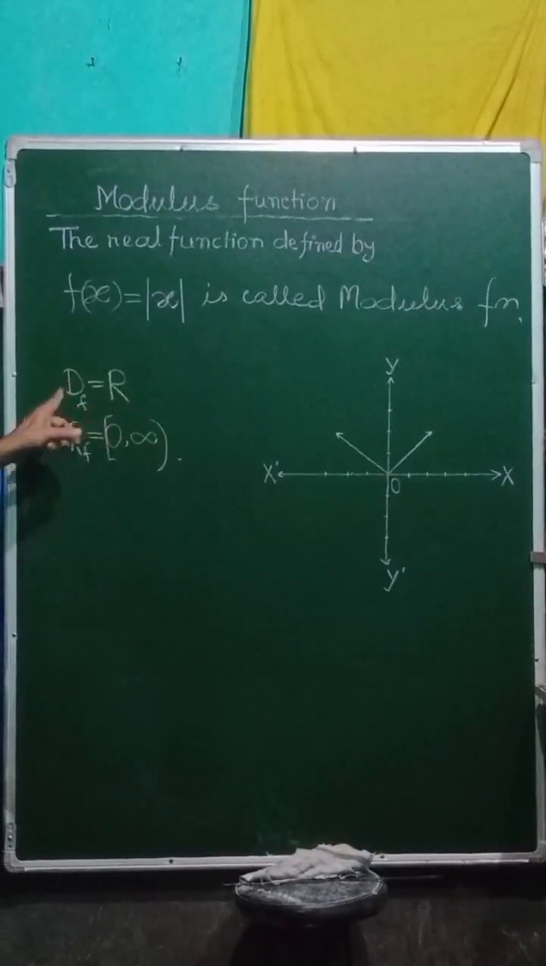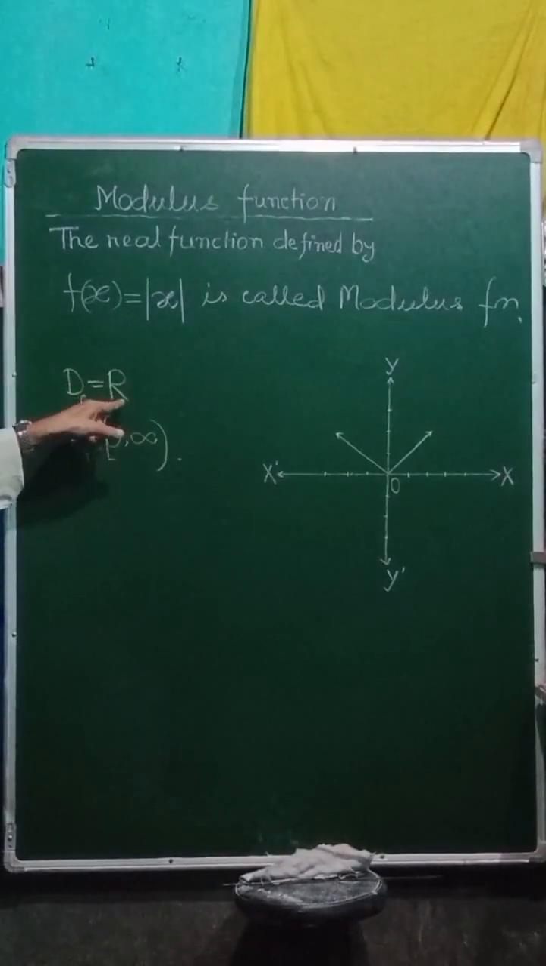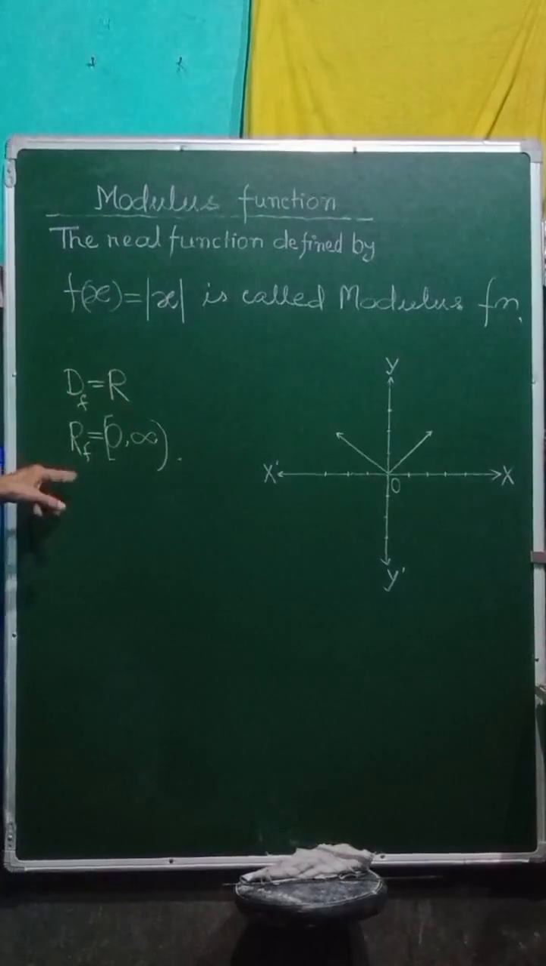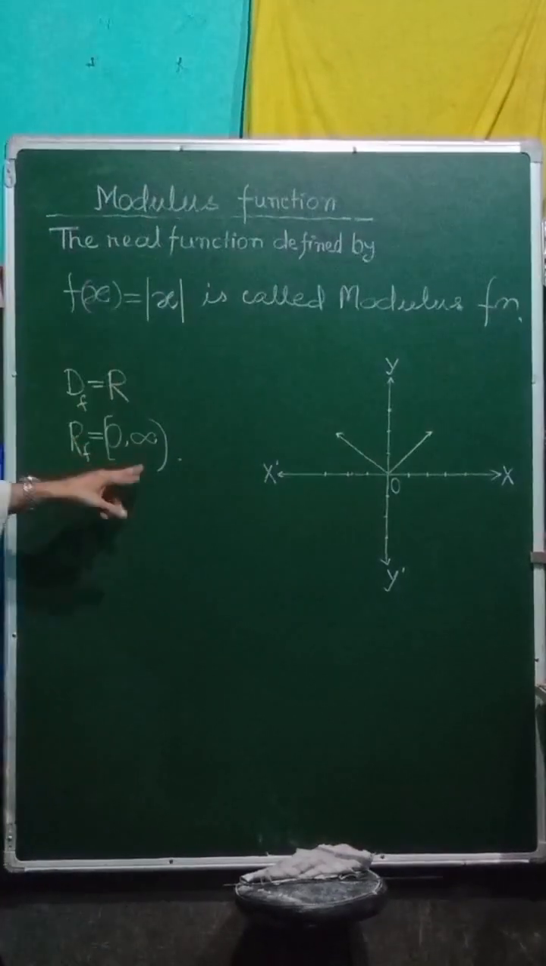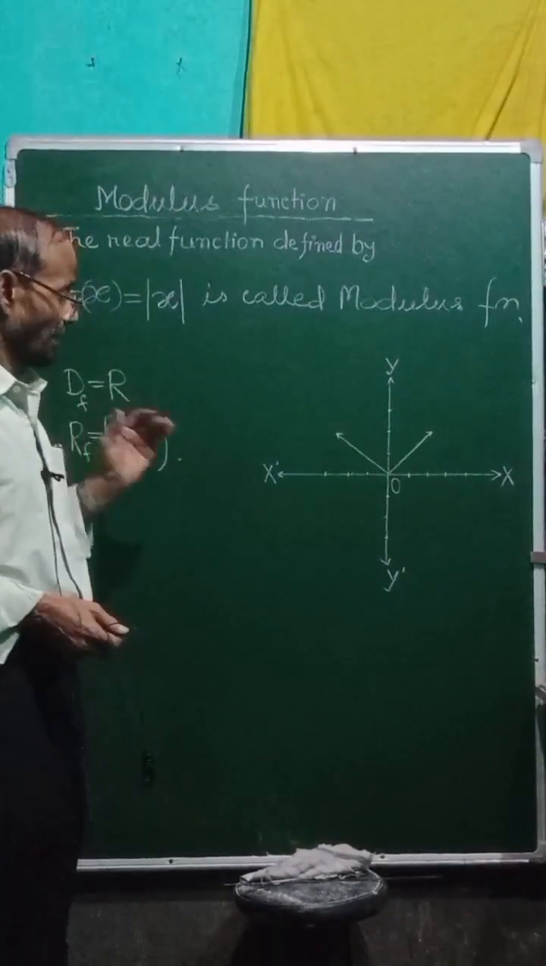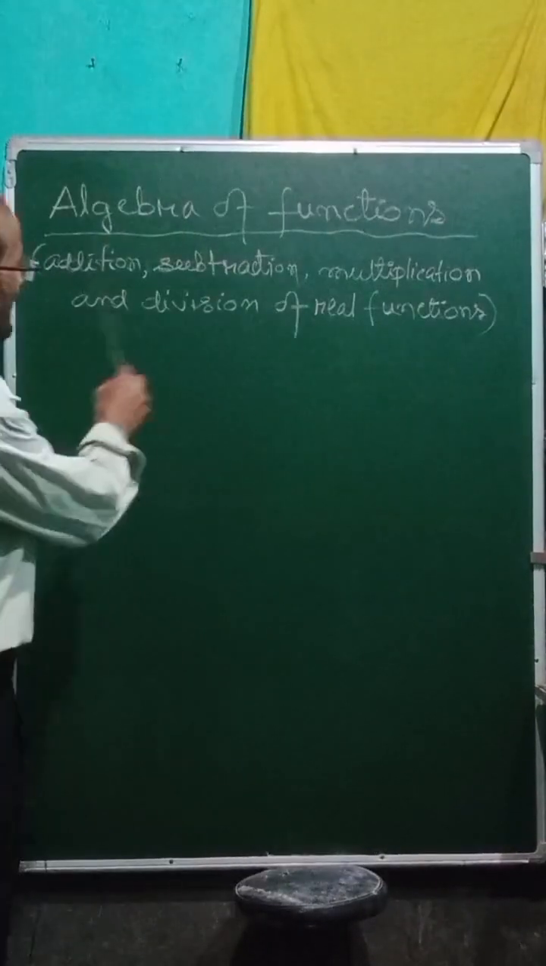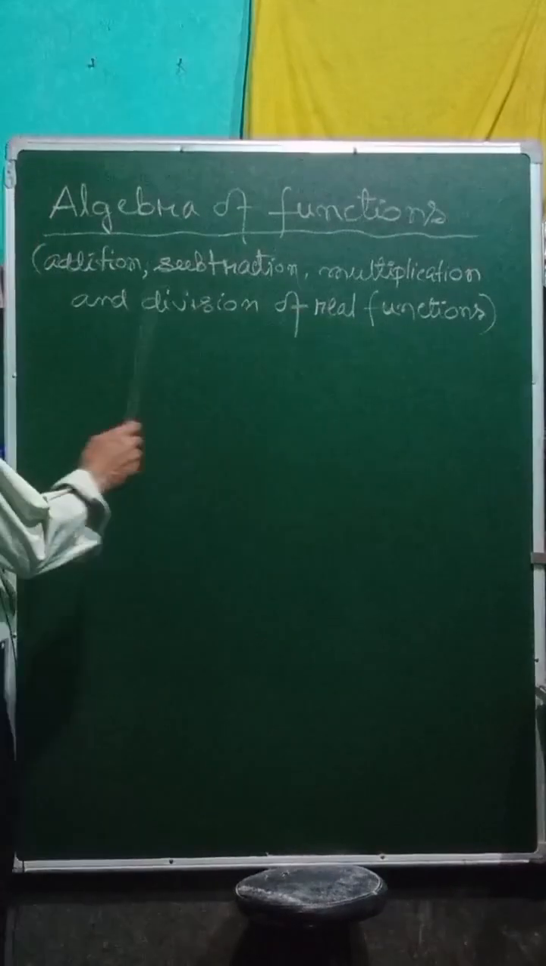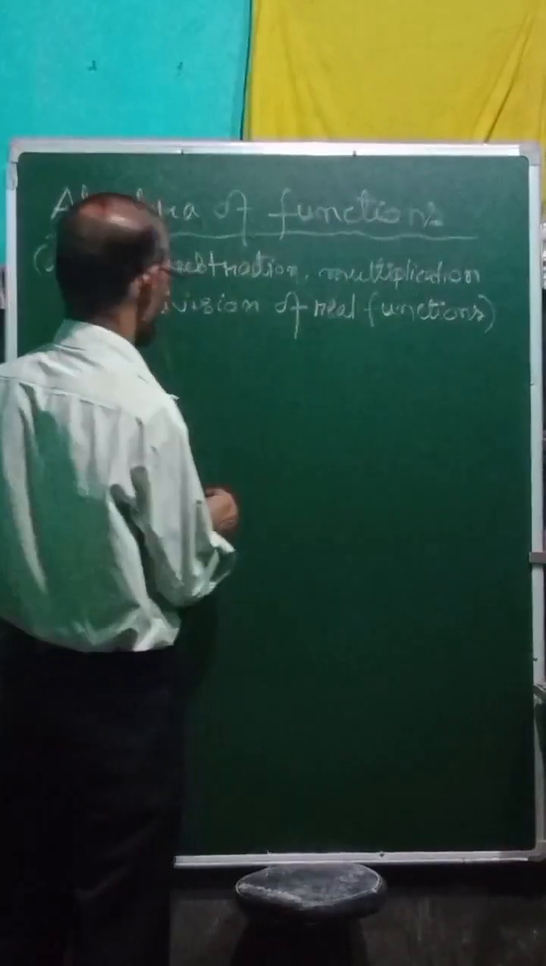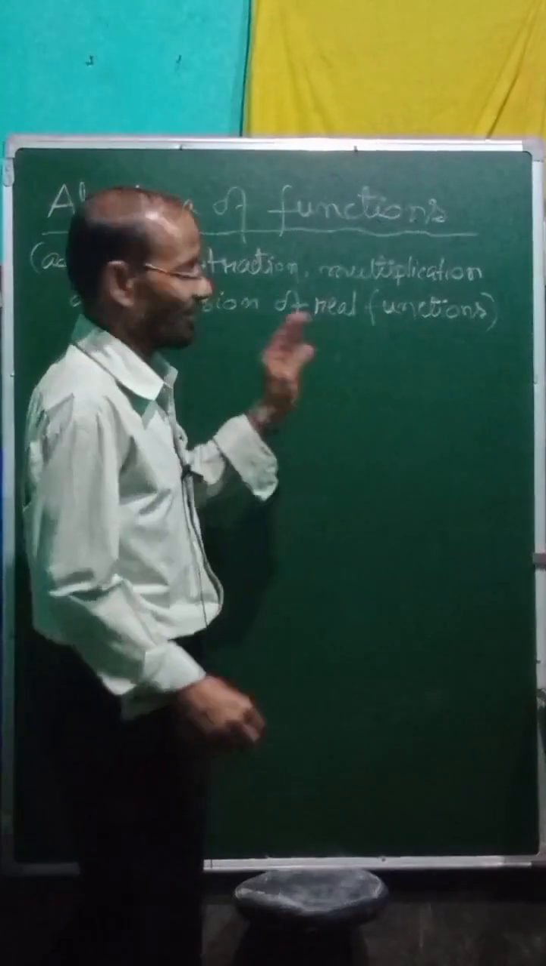Obviously, the domain of the function is equal to the real number set R, and the range is equal to 0 up to plus infinity. Okay, next we are moving to algebra of functions. See, algebra of functions is nothing but the addition, subtraction, multiplication and division of real functions.